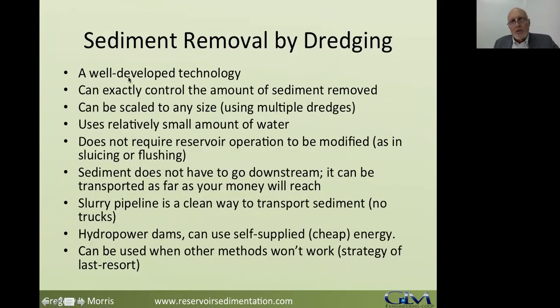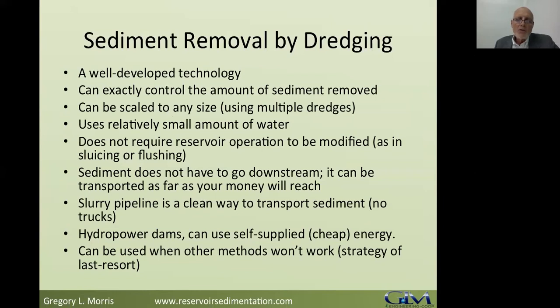Removal by dredging. Dredging is a well-developed technology. You can exactly control the amount of sediment that's removed. You can scale it to any size using multiple dredges, and you use a relatively small amount of water. It doesn't require the reservoir operation to be modified. For instance, you don't have to empty the reservoir. You can continuously produce power, for instance. The sediment does not have to go downstream as it would with flushing.